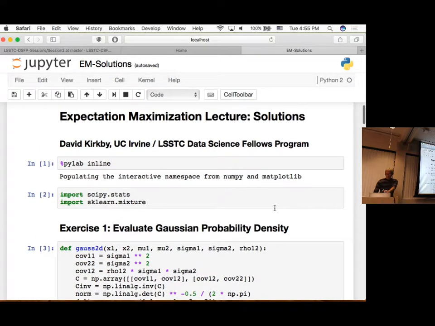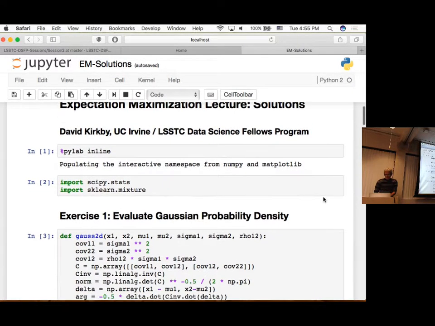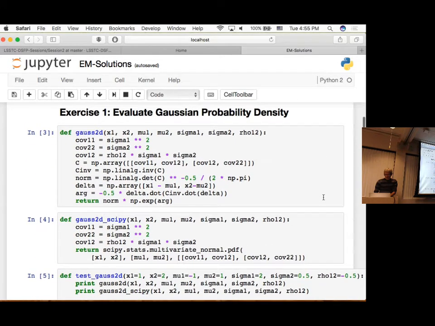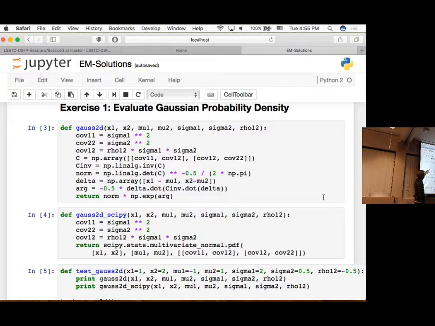Okay, so this is the notebook that I'll put on the repo, and I have the solutions to the exercises. So this is the solution that I did. First of all, I built the covariance matrix like that, and then I calculated its inverse. Then I calculated the normalization factor, so that's where the determinant comes in, and then the 2 pi factor. And then I calculate the delta, so that's the x minus mu. And then I calculate the argument of the exponent, and then I finally just take the norm times x to the argument. So each line is pretty short.